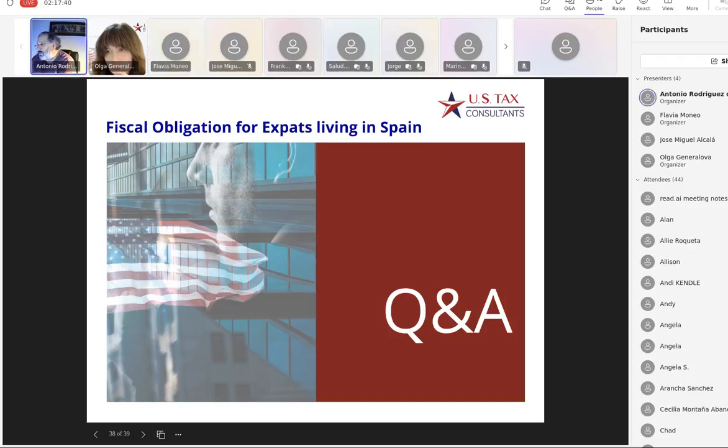To clarify, withdrawals from the Roth IRA at retirement will be taxed as income in Spain? No, only the part of the Roth IRA which represents not the capital but the gains will be taxed, only the gains that you have had.